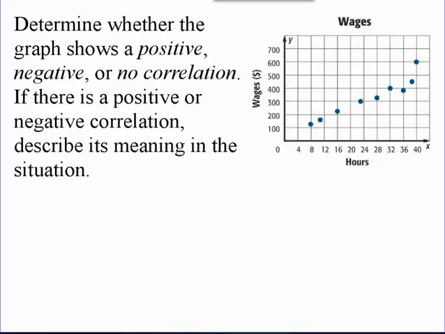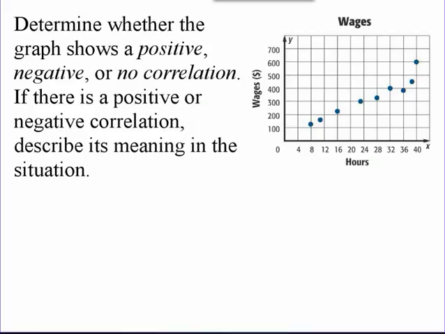Positive. As you get more hours, you get more pay. More hours, more money. Forty hours, 600. You actually get more for working two hours than you do for the sales. I always forget.